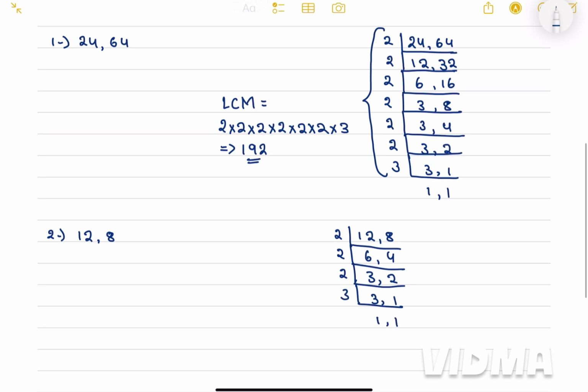3 ones. Now the LCM equal to 2 into 2 into 2 into 3. And that will be 24. 24 is the answer.